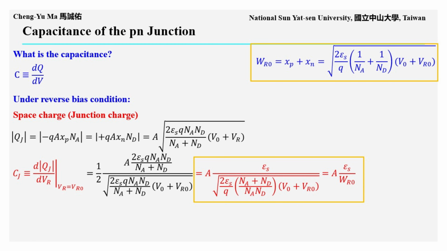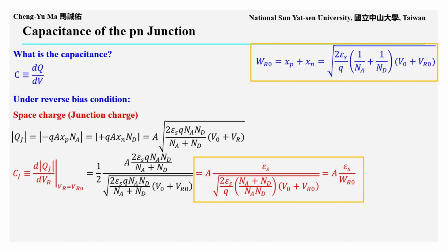This equation is exactly the same as the simplest parallel plate capacitance formula, C equals A times epsilon s divided by T. The only difference is that the insulator thickness in the parallel plate capacitor is replaced by the width of the space charge region. This conclusion is very important because it helps us understand the junction capacitance of a PN junction. Therefore, as the reverse bias increases, the space charge region becomes wider and the junction capacitance becomes smaller.